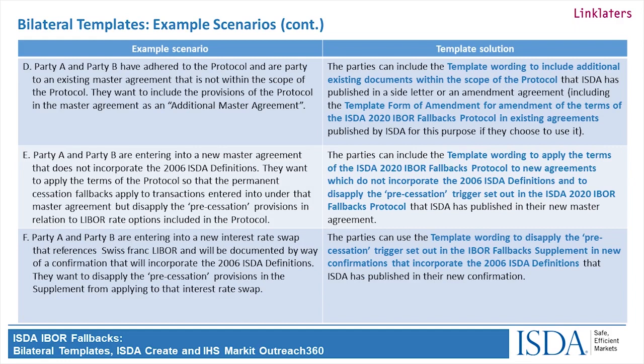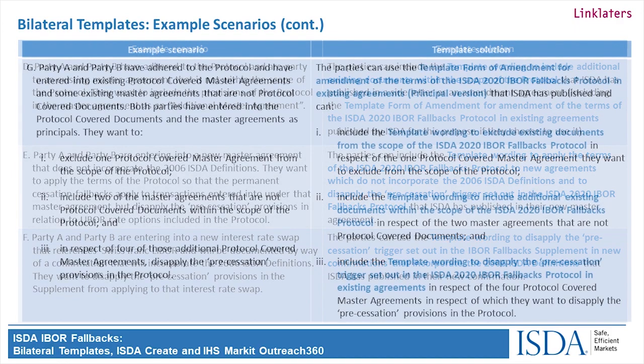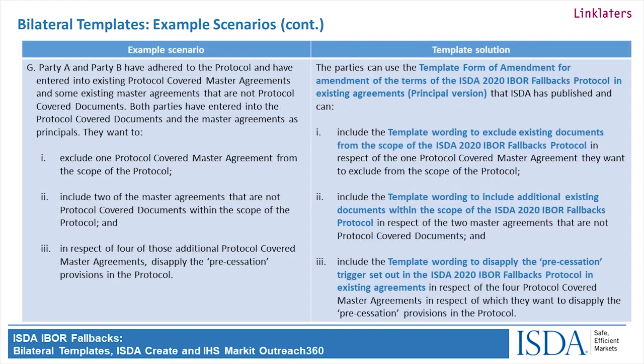So I'll finish off the examples with one more complicated example where parties are trying to do a variety of things in one go. So here the example is where Party A and Party B have already adhered to the protocol, and they have some master agreements that are protocol covered master agreements, and they have some existing master agreements that are not protocol covered documents. And they are both acting as principals.